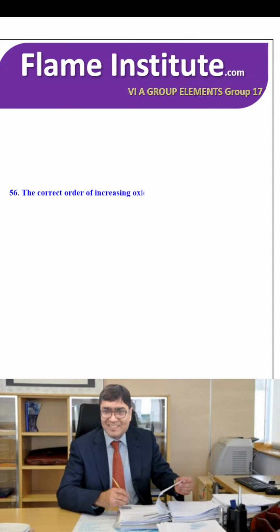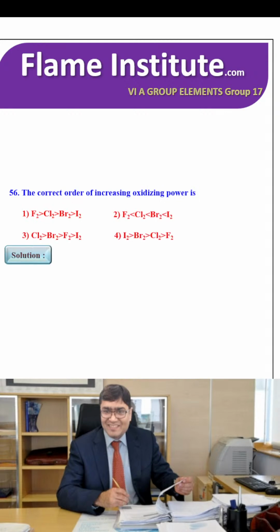The correct order of increasing oxidizing power is: from top to bottom oxidizing power decreases. So F2 greater than Cl2 greater than Br2 greater than I2 is the correct option.